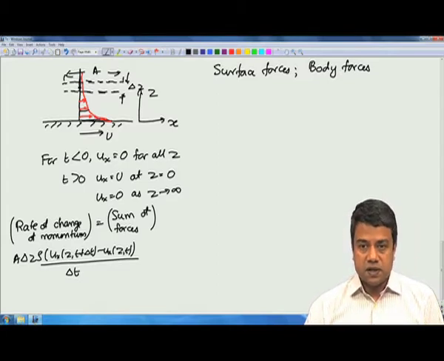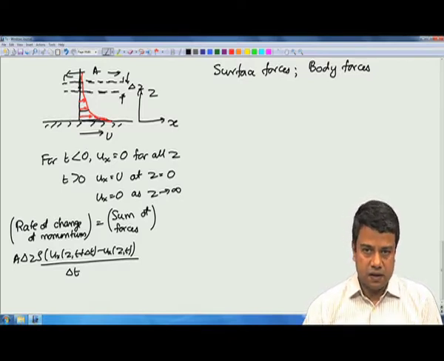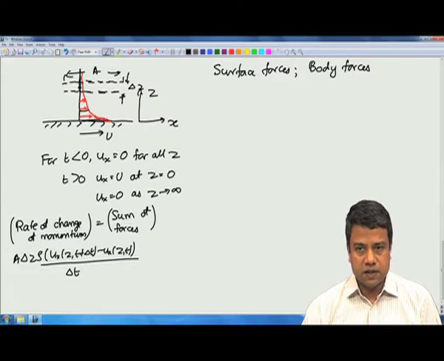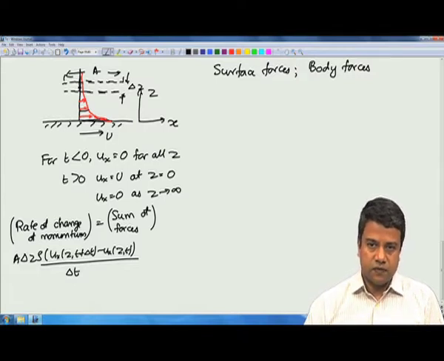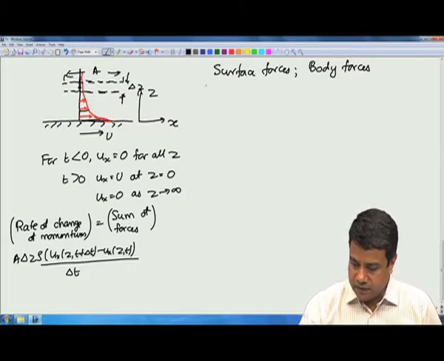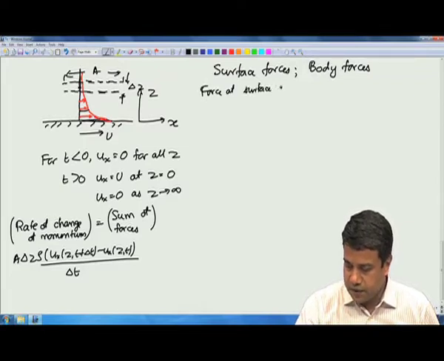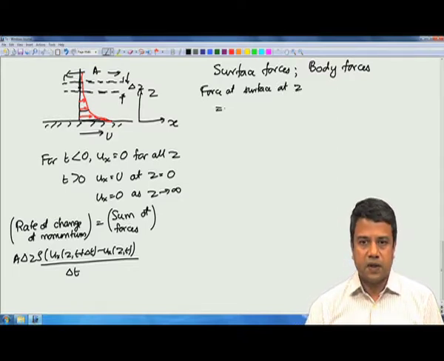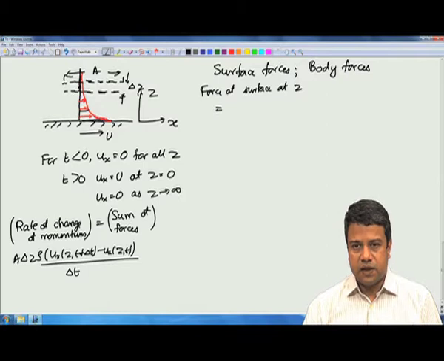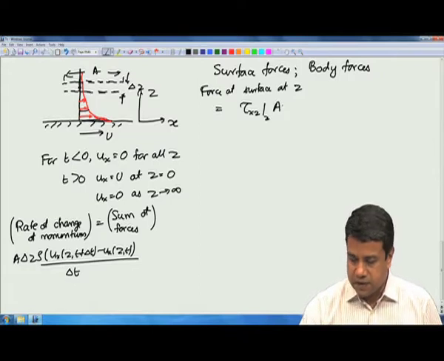So, what is the surface force exerted on the bottom surface? The surface force exerted on the bottom surface is going to be equal to the shear stress on the bottom surface times the area. That is the force exerted on the bottom surface, the shear stress, force per unit area, multiplied by the area of the surface. Therefore, the force at the surface at z is given by the shear stress at the location z times the surface area.